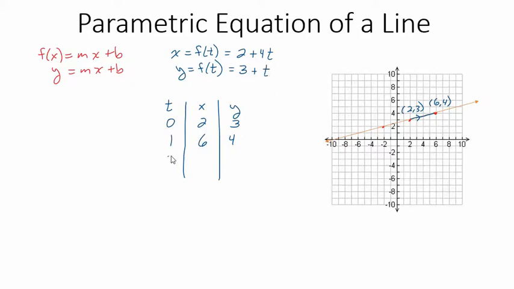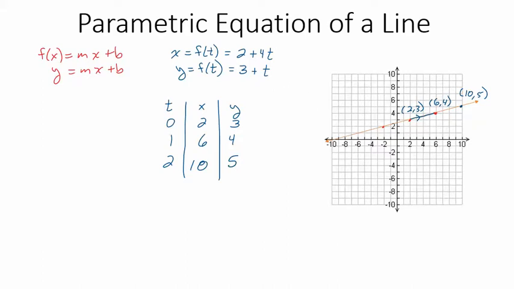All right, let's say I put in t equals 2. If I put in t equals 2, we're going to go another over 4, up 1, and we're going to end up at the point (10, 5). Let's give it a try. If I put 2 in here, I get 2 plus 4 times 2, which is 10. And if I put 2 in here, I get 3 plus 2, which is 5.